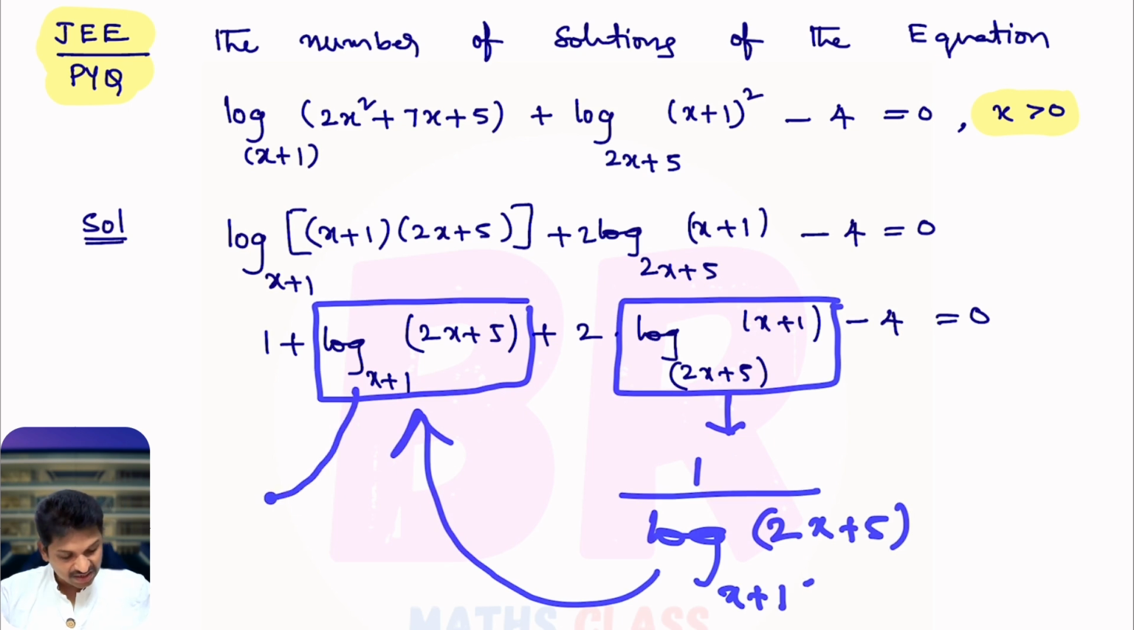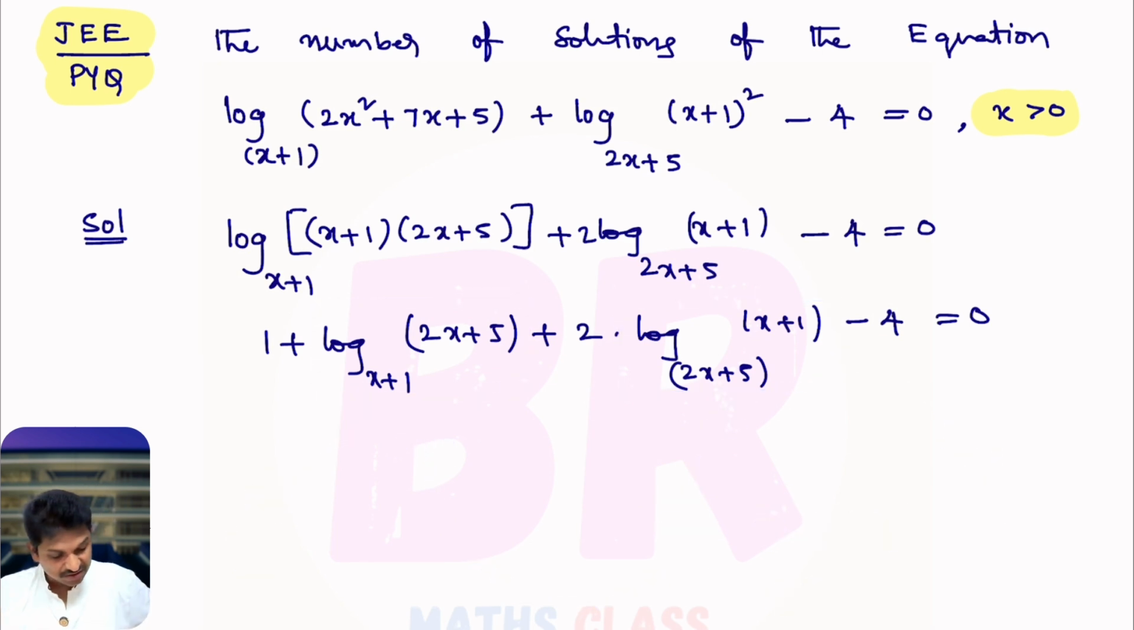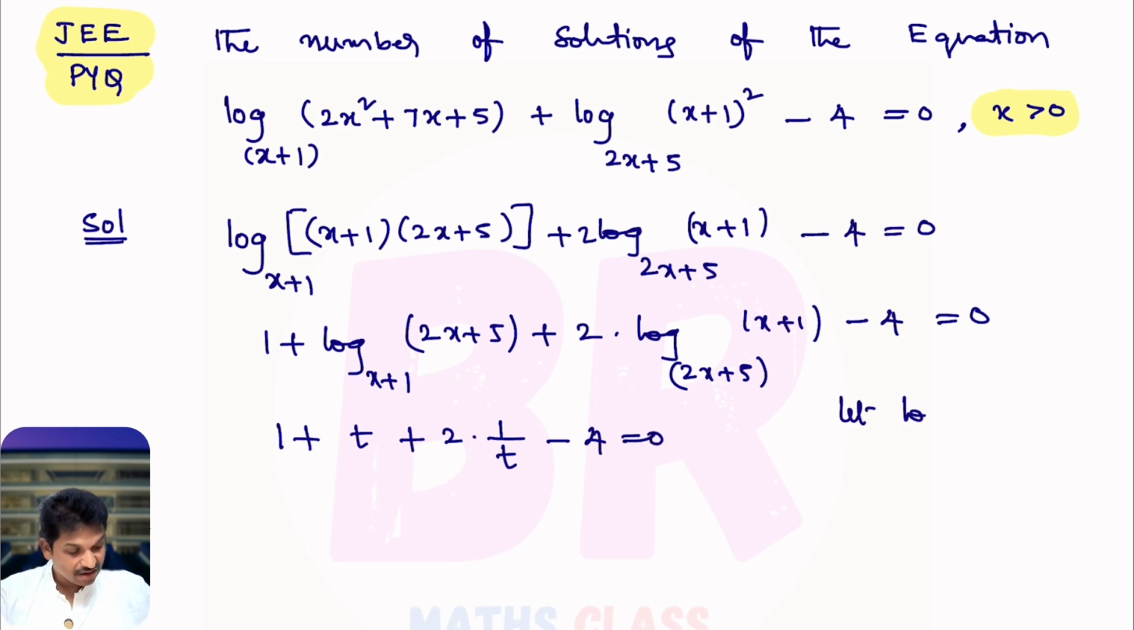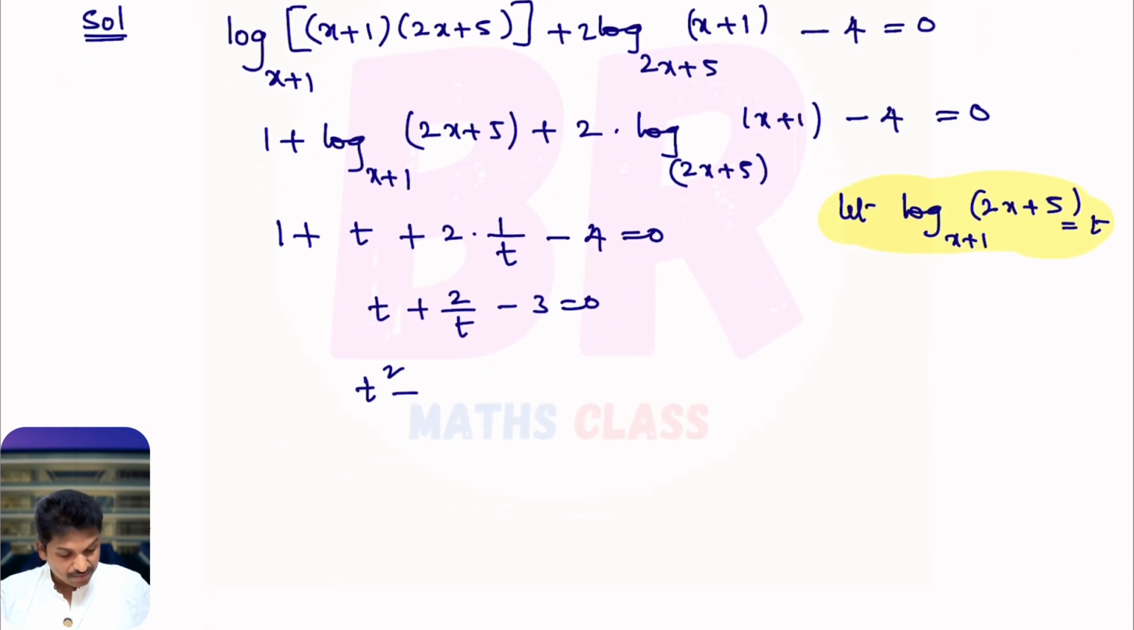What I'll do now, I'll take this expression as t. Then this will become 1 by t. I hope you understand, right? So this is 1 plus t plus 2 into 1 by t minus 4 equal to 0. What I did here, I took logarithm of 2x plus 5 base x plus 1 as t. If I simplify this further, what will I get? t plus 2 by t minus 3 equal to 0. Simplify: t square minus 3t plus 2 equal to 0.